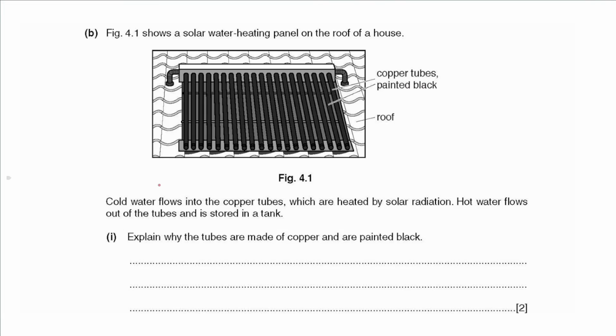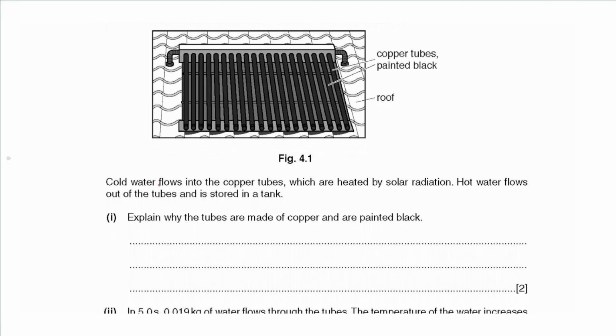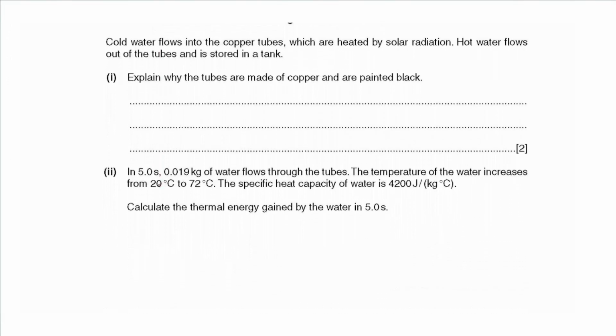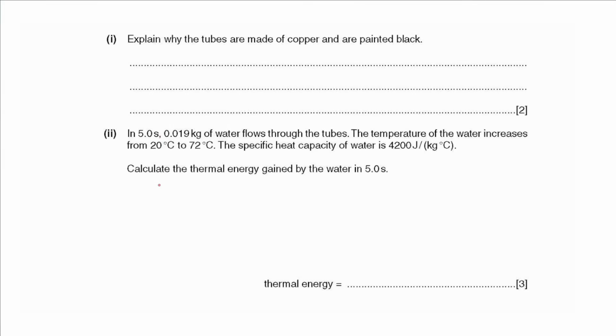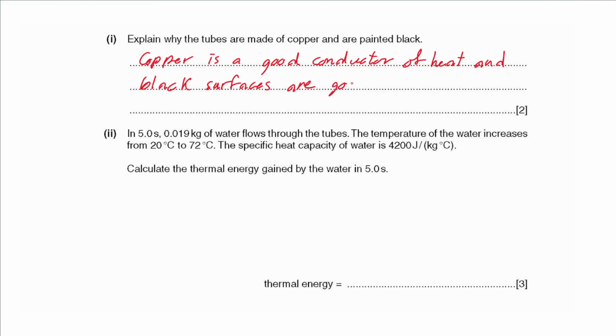Part B says figure 4.1 shows a solar water heating panel on the roof of a house. Cold water flows into the copper tubes, which are heated by solar radiation. Hot water flows out of the tubes and is stored in a tank. Explain why the tubes are made of copper and are painted black. That would be because copper is a good conductor of heat and black surfaces are good absorbers of infrared radiation.